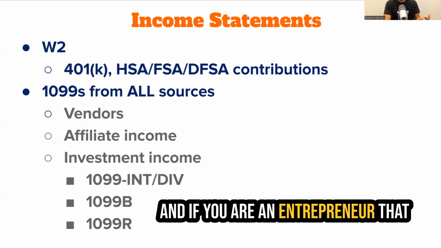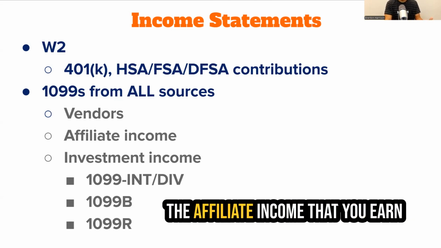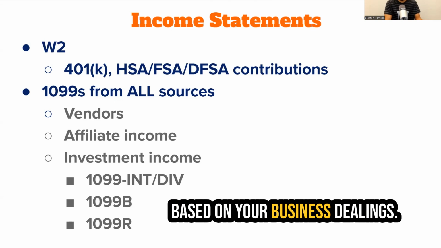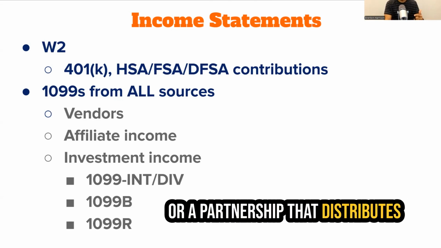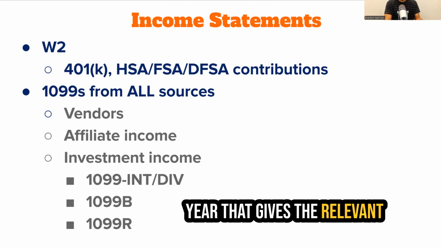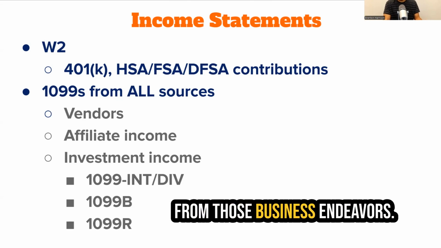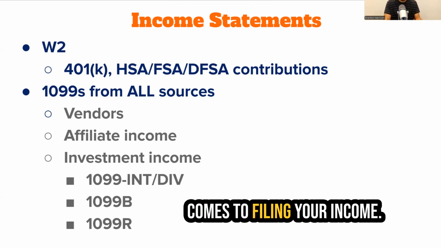And if you are an entrepreneur, that could be something like every vendor with which you've done business, any affiliate income that you earn based on your business dealings. You also could be a member of an LLC or a partnership that distributes a tax document called a K-1 each year that gives the relevant amount of income that you earn from those business endeavors. All of that information has to be gathered when it comes to filing your income.